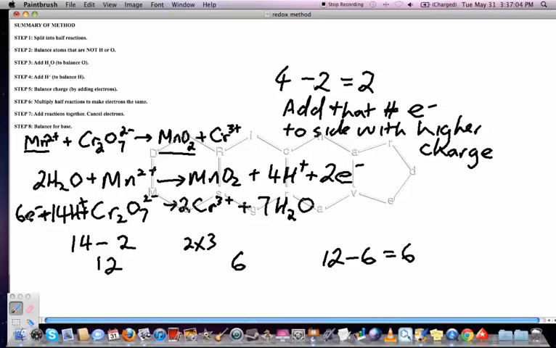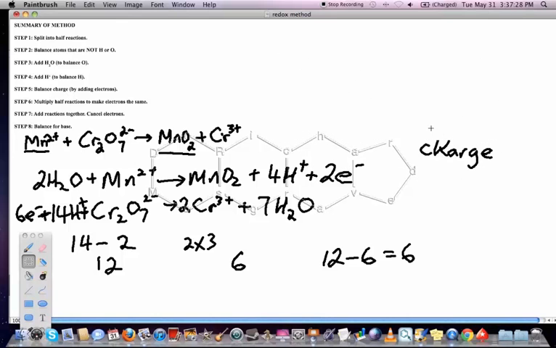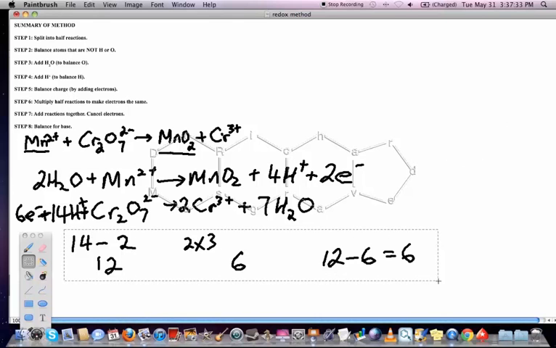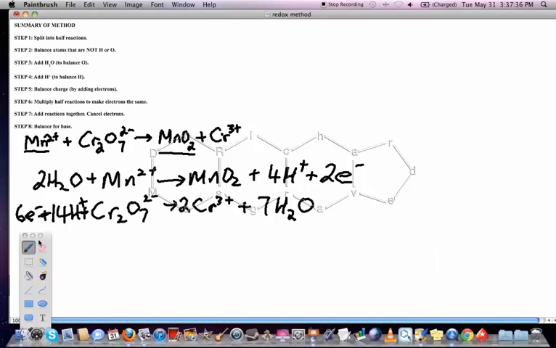Double checking, negative 6 plus 14 is 8, minus 2 equals 6. So we've got a total of 6 on this side. 2 times 3 is 6, and that's 0, so we've got 6 and 6, so that balances out. Alright, we've just got a little more to do. Okay, so now we've got our charge balanced reactions.